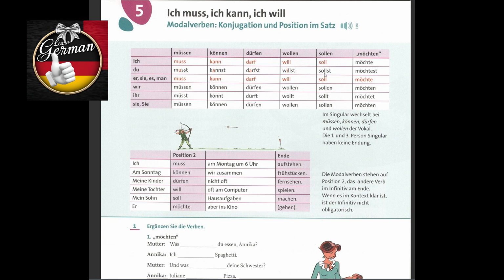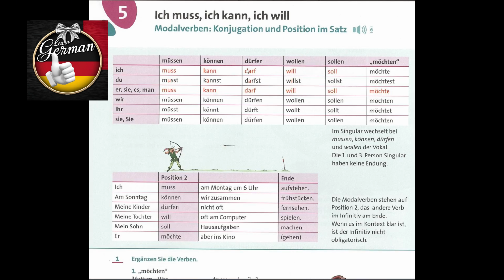So today I'm going to talk about modal verbs. Modal verbs. So we have 6 of them here. Müssen, können, dürfen, wollen, sollen, möchten.